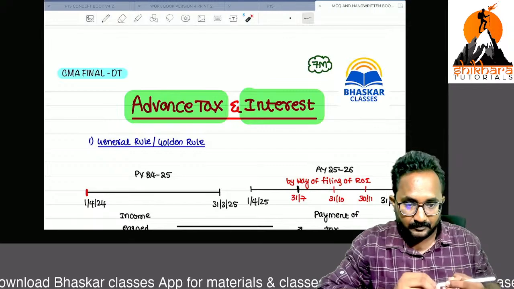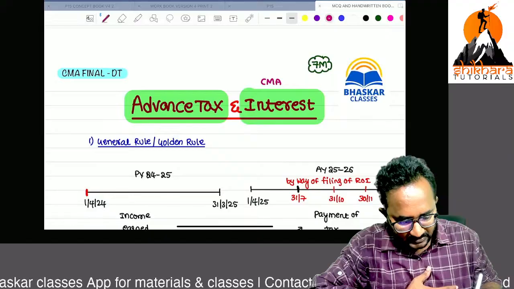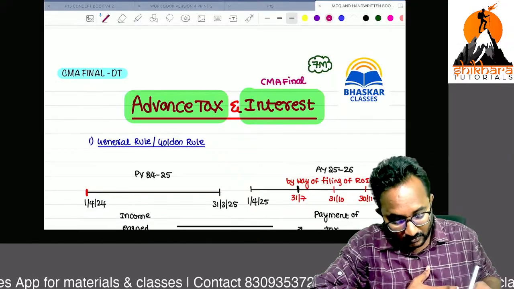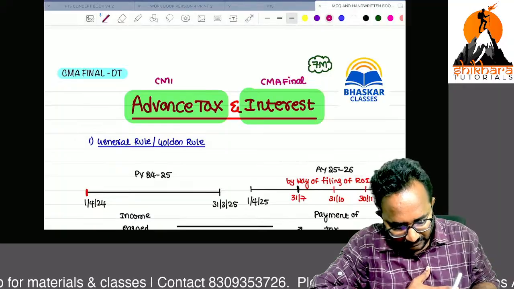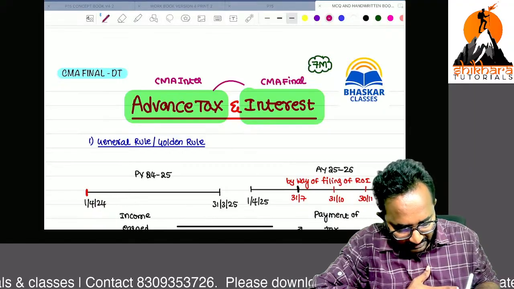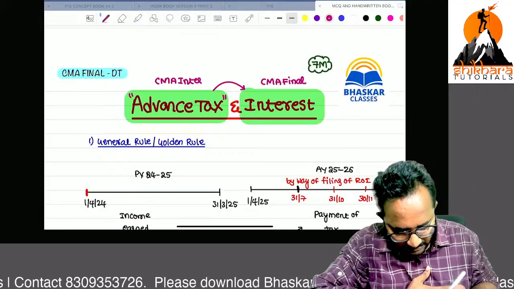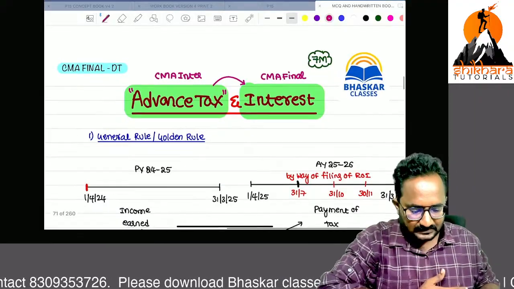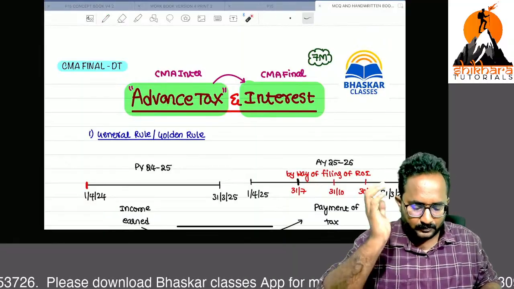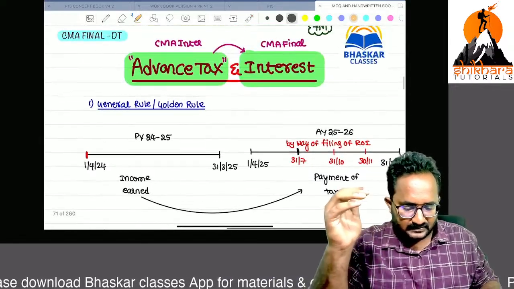To be honest, the interest chapter is only in our CMA inter syllabus, but in order to know about the interest related provisions, we need a background of advance tax. That's why we will discuss advance tax first, then we will start the interest related provisions.